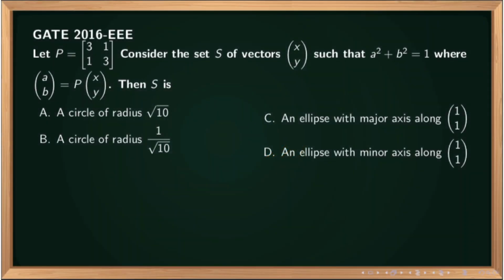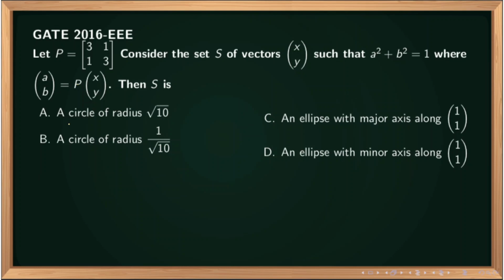Okay, here we have a question from GATE 2016 Triple branch. The question is, let P be the matrix [3, 1; 1, 3]. Consider the set S of vectors (x, y) such that a² + b² = 1, where (a, b) is P (x, y). The question is about the idea of linear transformations.